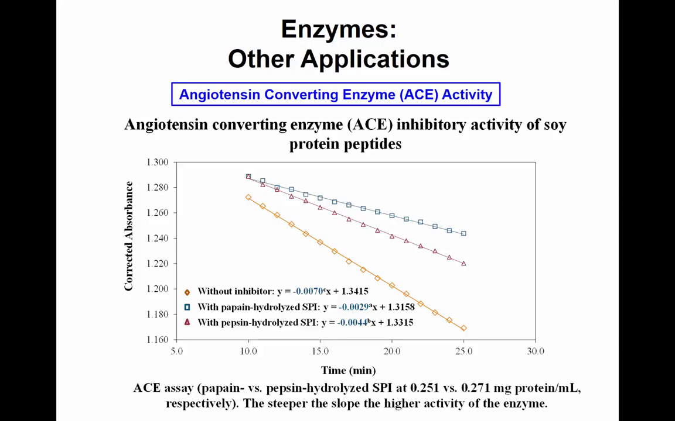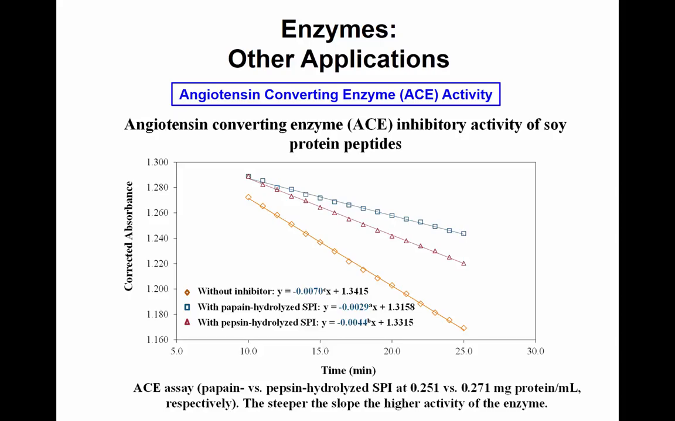When we put the hydrolysate, we used two different enzymes. We wanted to know which enzyme produced the better hydrolysate. You can see that the slope of the reaction became flatter, so that means the reaction rate became slower. The enzyme pepain resulted in the most reduction in the slope. So you have the flatter slope here compared to the pepsin.